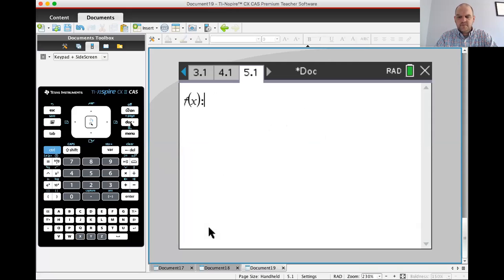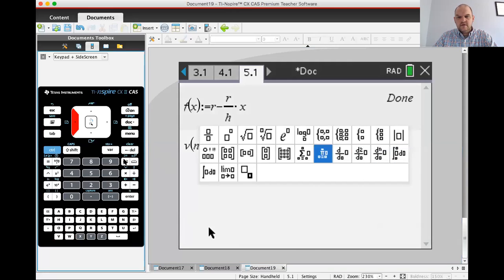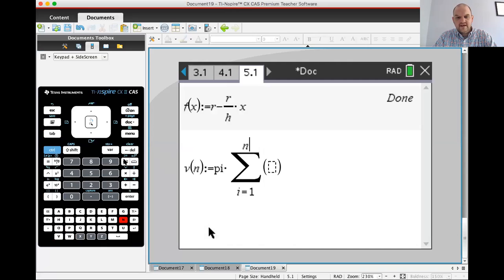All right, f of x is going to be r minus r over h times x. All right, volume as a function of n. Pi times, got to do a summation, from 1 to n. You might be wondering about that big pi symbol right next to the capital sigma that is the summation. That's like multiplication. Try it out. Try i goes from 1 to n of i and see what you get. Let n be 1, let it be 2, let it be 3. I think it's going to be a pattern that you recognize, and that's pretty interesting. So see how that goes.